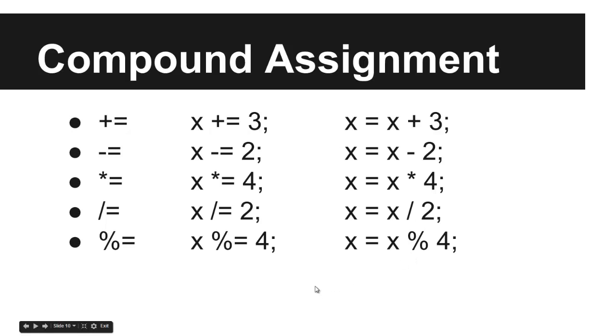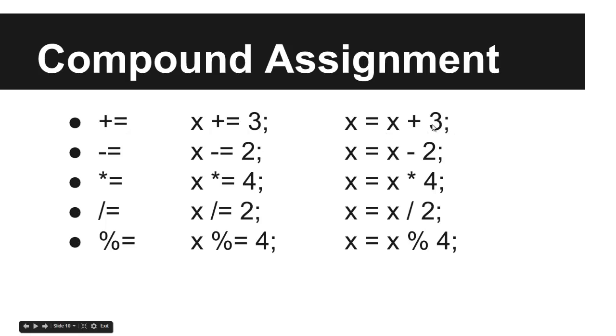So here are the compound operators. We have plus equals, minus equals, times equals, divided by equals, and mod equals. And then some expressions that we might do. What we do is we take whatever our variable is, we apply this operator using whatever number is on the other side, and then we take the result and assign it to our variable. So x plus equals 3 is exactly the same as x is equal to x plus 3.